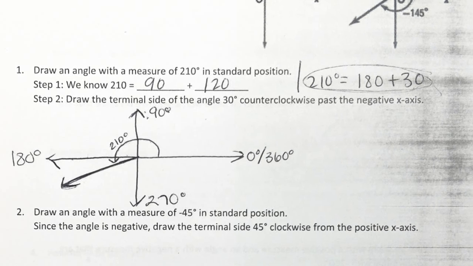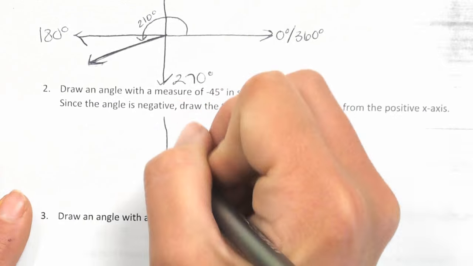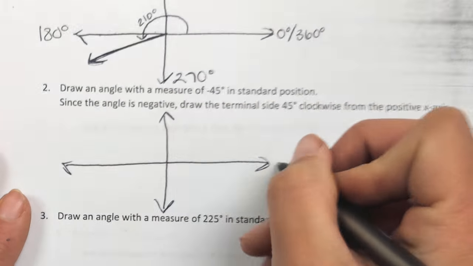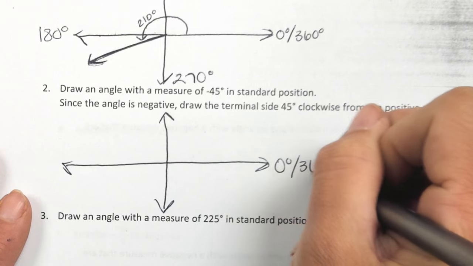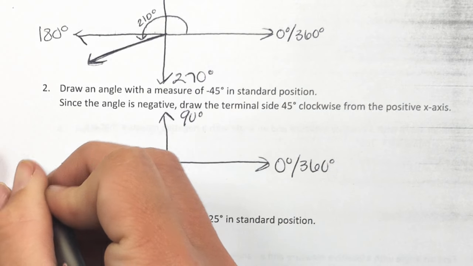All right, on the next one, this is negative 45 degrees, okay? Well, let's draw our X and Y coordinate first. And go ahead and label these 0/360, 90, 180, 270.